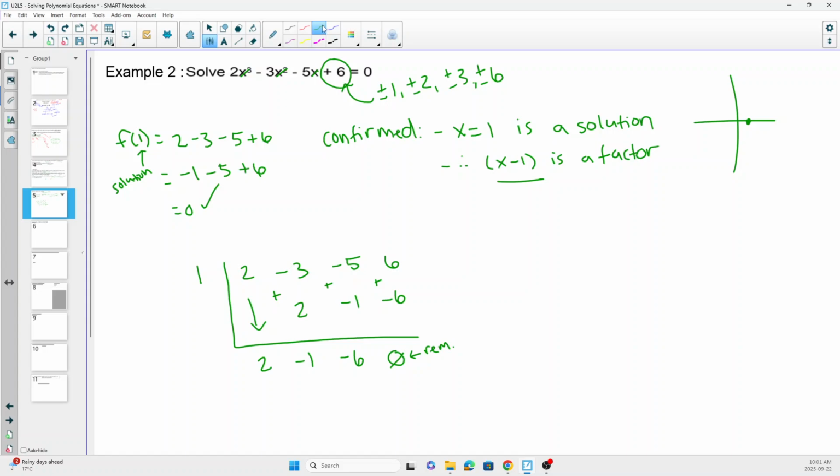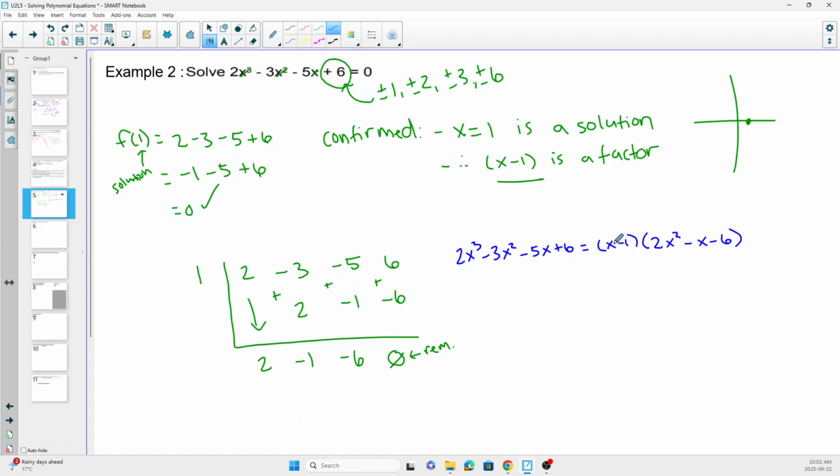So now, what we've confirmed, again off to the side, maybe I'll use a different color. This is our function here. What we know so far is that 2x cubed minus 3x squared minus 5x plus 6 is equal to x minus 1 times 2x squared minus x minus 6. Okay, so I've factored a little bit out here.